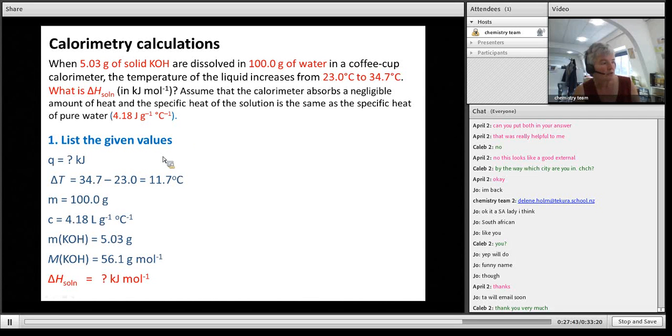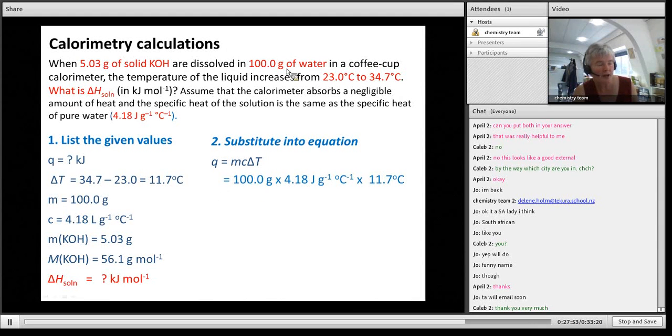Right, so now that I've got that, I use the formula MC delta T to get my energy. So I had 100 grams of water. It's the water that's doing the absorbing. Okay, I've got the specific heat capacity given for water. So 100 grams times the specific heat capacity times the temperature change.